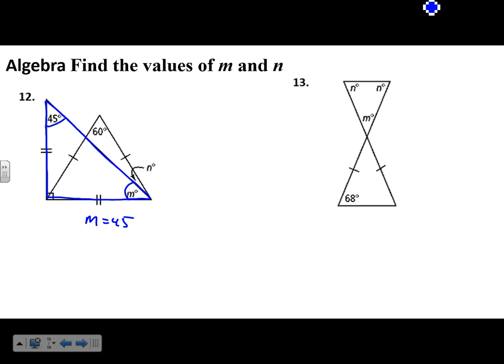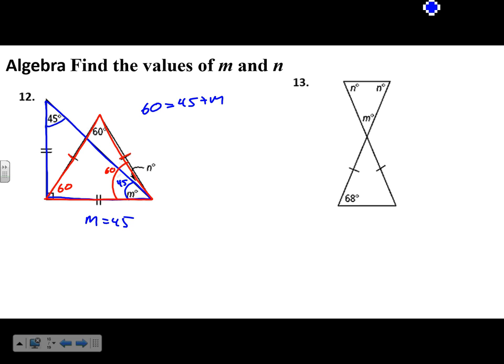Then the next one, if we're looking at the other triangle, this one back here, it doesn't say that it's equilateral, it says it's isosceles. But I know this angle is 60 degrees, so that means all the angles are 60 degrees. So the whole angle is 60 degrees. So here's the problem. The whole angle is 60 degrees. M is 45. So what does that leave? N? We have 60 is the whole thing. 45 plus N is what makes up that 60.